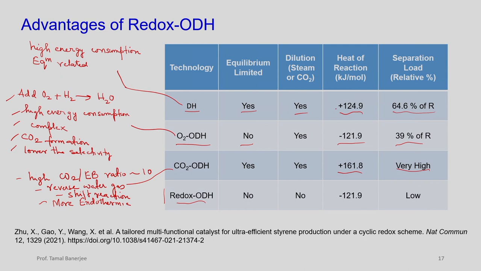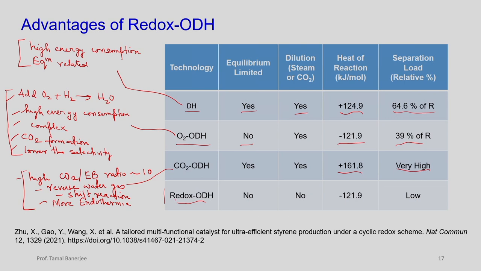See, these values are higher than the conventional dehydrogenation process. So it becomes more endothermic. So keeping all these disadvantages in mind, this is a disadvantage of dehydrogenation, this is a disadvantage of oxygen ODH, and these are the disadvantages for carbon dioxide. You need a high CO2 to EB ratio, you need to avoid the reverse water gas reaction, and it becomes more endothermic. So all these processes have some inherent disadvantages.